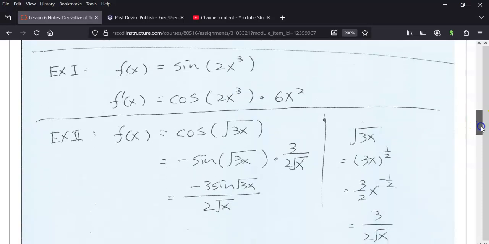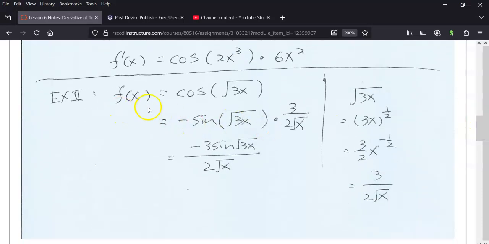Same thing with the second one here. If f of x is equal to cosine of radical 3x, so take the derivative. The derivative of cosine is simply negative sine of whatever the function is, so radical 3x. Then we need to use chain rule to take the derivative of what's inside. Let's put it on the side here. Remember, radical 3x is the same as 3x to the 1/2 power. Then applying power rule, that gives you 1/2 times the 3, so 3/2 x to the negative 1/2 power.